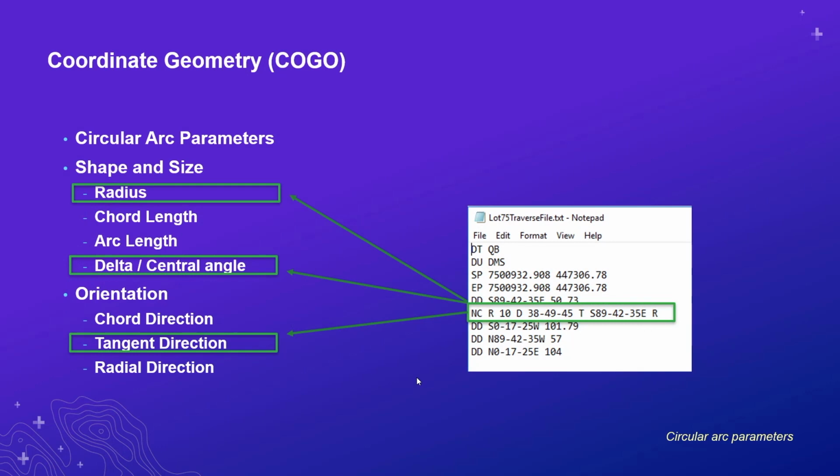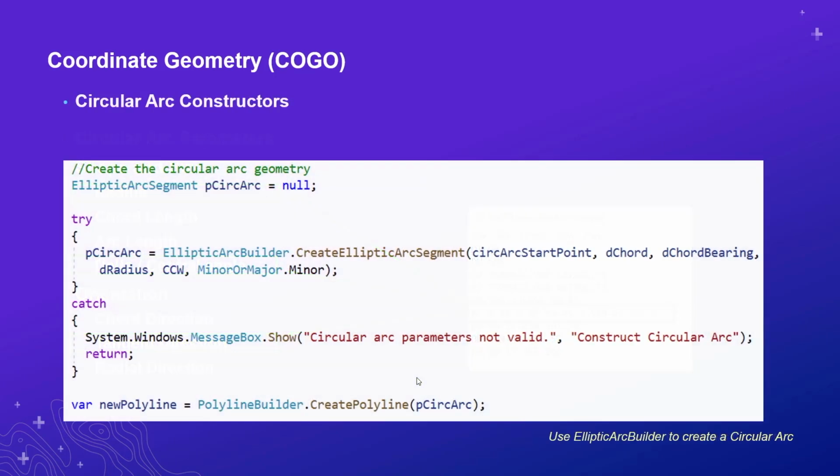In this case, we have a radius, a central angle, and a tangent direction. So we'd pass through that file, look for the codes that indicate those are the parameter types for the circular arc, and then construct the circular arc accordingly. Circular arc constructors in the API are done through the elliptic arc segment class and the elliptic arc builder. The circular arc is just a special form of an elliptic arc, so that's why we can create a circular arc through the elliptic arc builder.